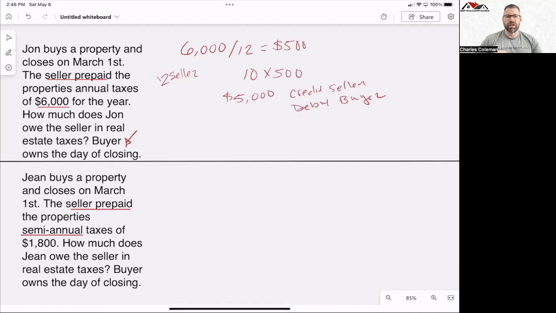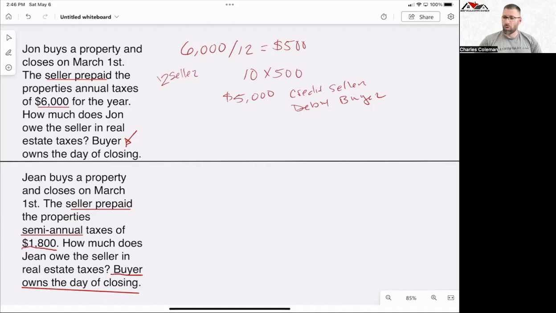Another thing that sticks out is this, semi-annual taxes. So that means these are going to get paid twice. So the first 6 months is one dollar amount, and then the next 6 months is another dollar amount. Same dollar amount, $1,800. But what we're doing now is basing this $1,800 off of 6 months. And again, buyer owns the day of closing.